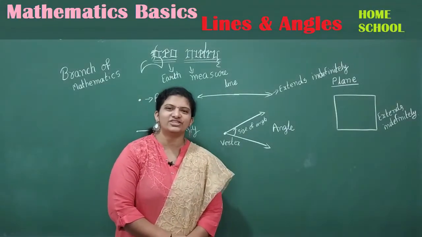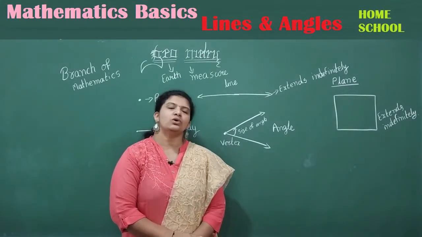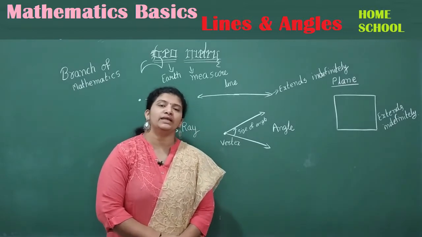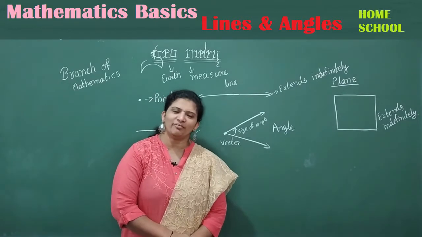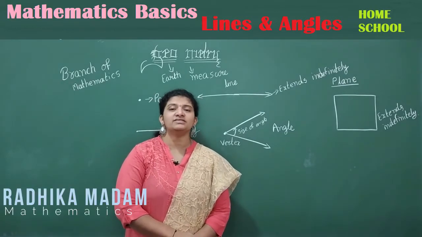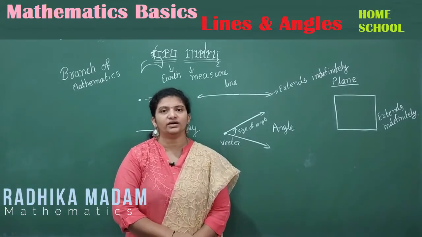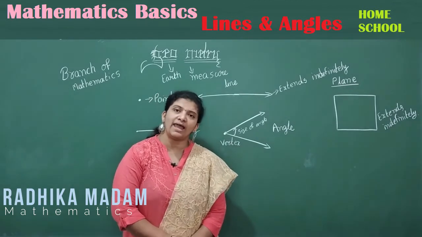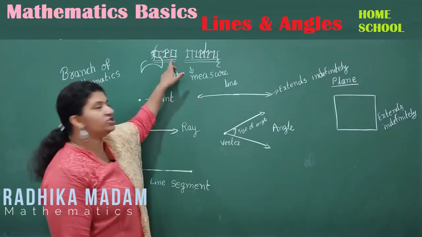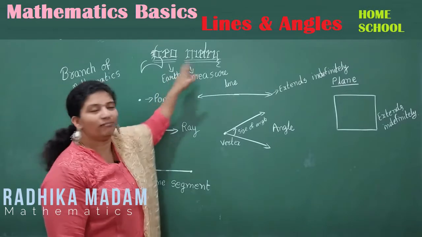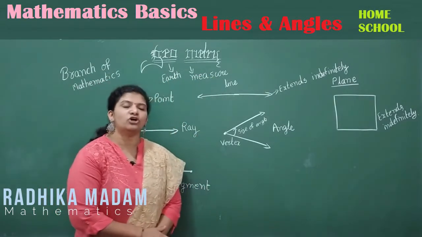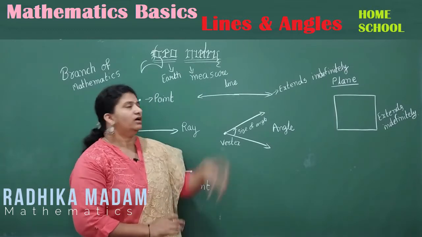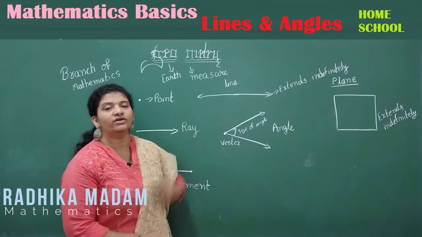This is your next session of your mathematics. So in this session, we are going to deal with the basic concepts of geometry. What is geometry, children? Geometry is derived from two Greek words, geo and metron. What is geo? Geo means earth, metron means measure or measurement. Combined, geometry is called the measurement of earth.